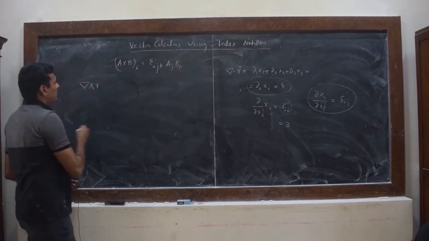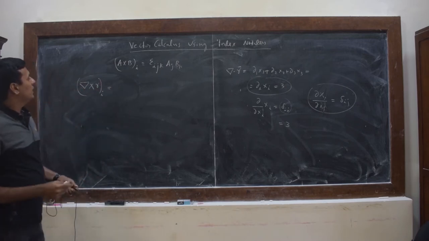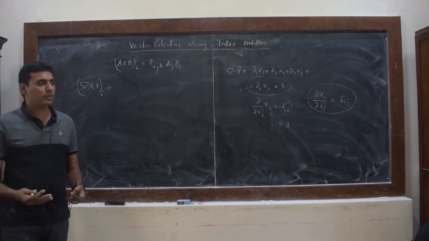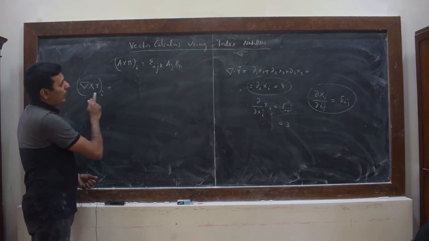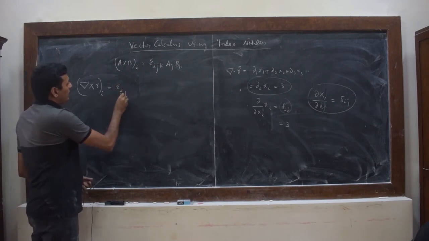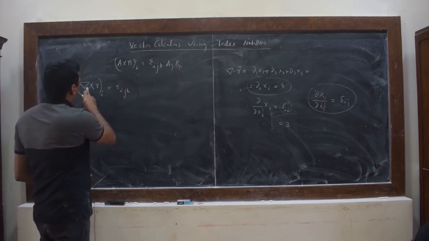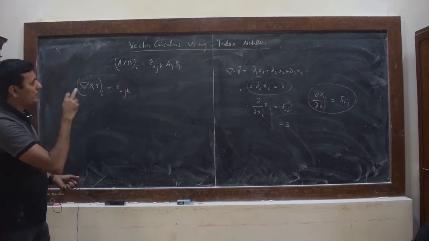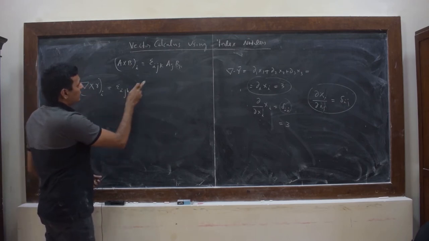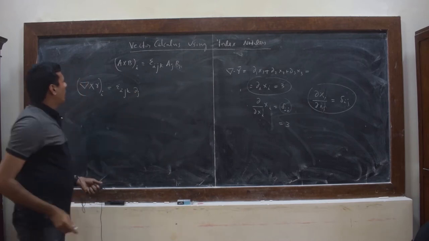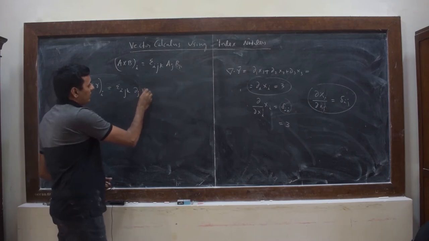Okay, and here also del cross r is a vector, so I can only talk about its ith component. The ith component of that is going to be equal to epsilon ijk. Now instead of a, we have the gradient operator whose jth component is del j, and then we have the kth component of r, that is nothing but x k.